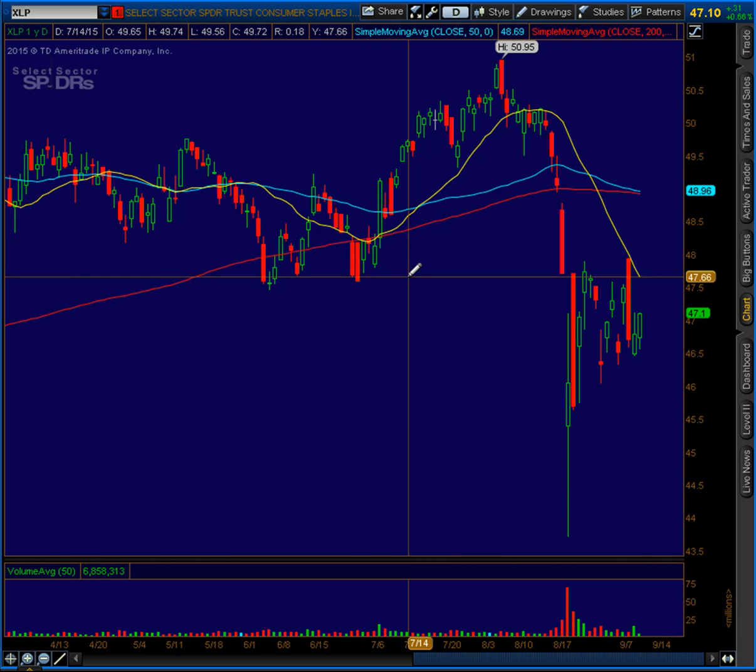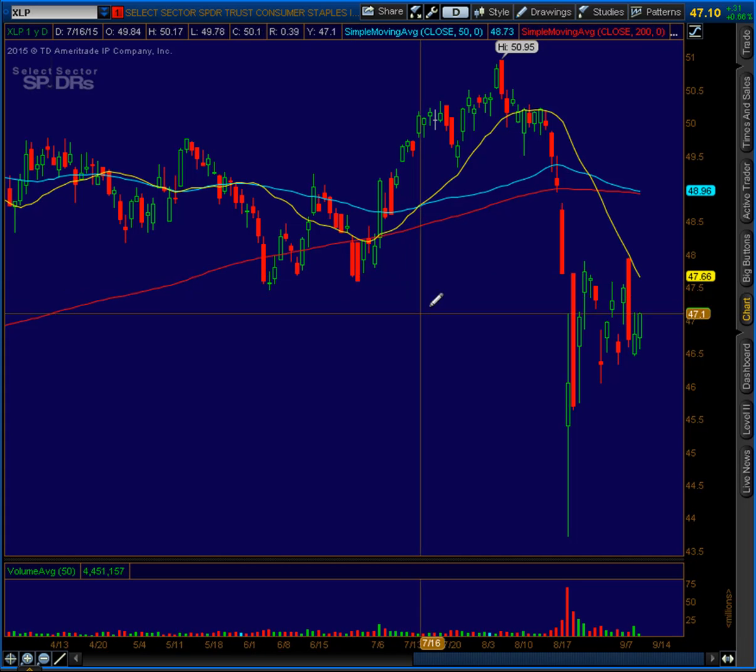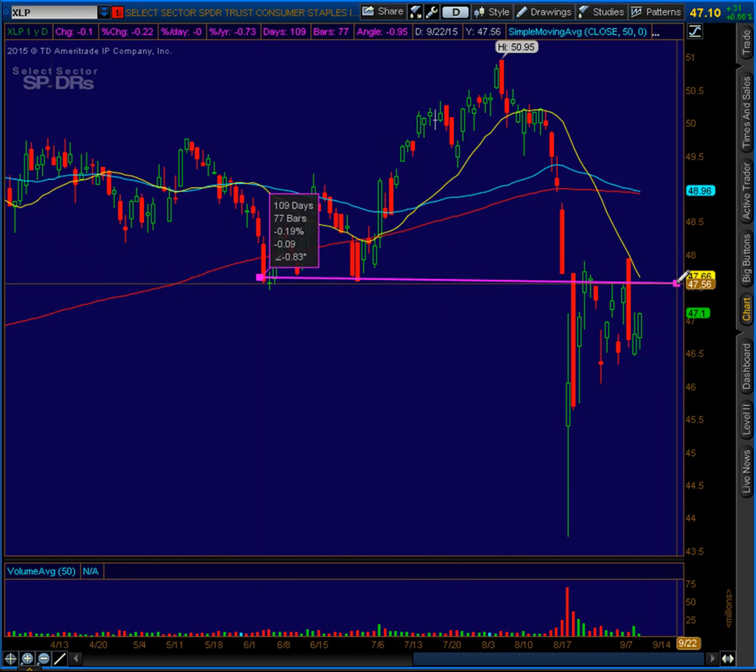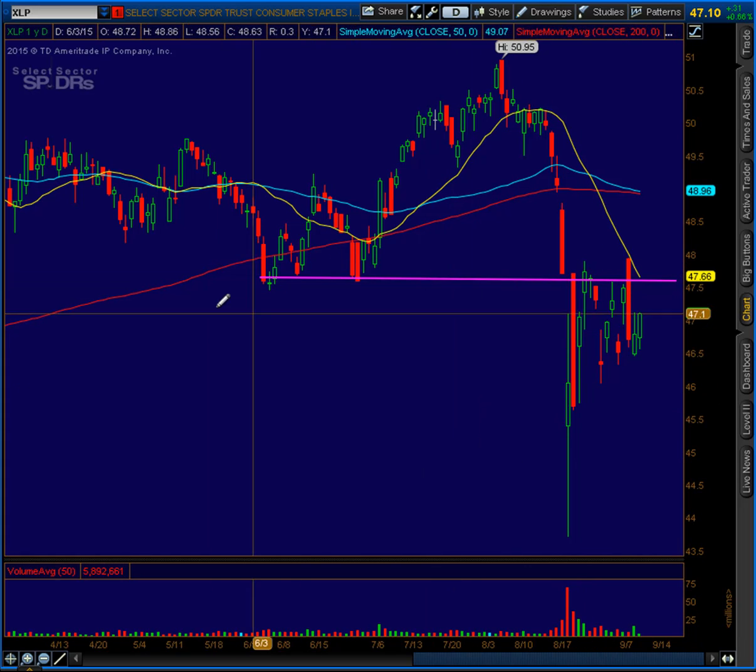Unless there's huge news coming out or a huge volume spike to the downside. Again, that is all speculative, because anything could happen in the last 10-15 minutes. But there was a resistance here, right? That was a resistance. Obviously played in very nicely.